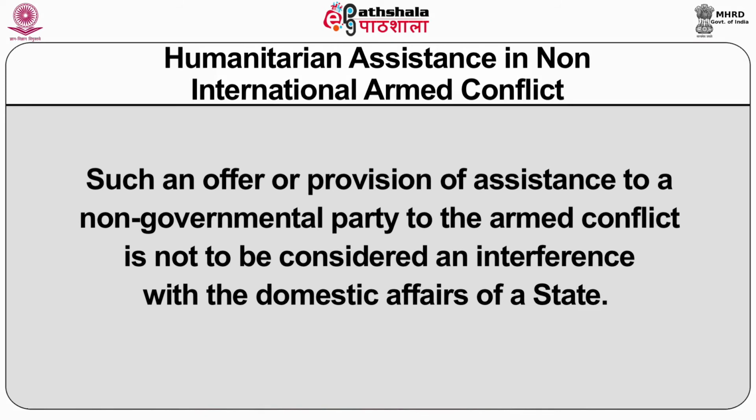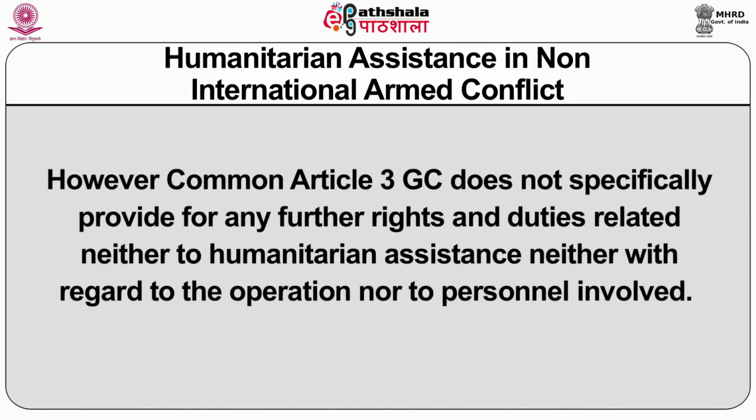The provision identifies not only the government but also the non-state parties to the conflict as a potential receiver of such offer and thus of humanitarian assistance. Such an offer or provision of assistance to a non-governmental party to the armed conflict is not to be considered an interference with the domestic affairs of a state. However, Common Article 3 does not specifically provide for any further rights and duties related to humanitarian assistance, neither with regard to the operation nor to personnel involved.